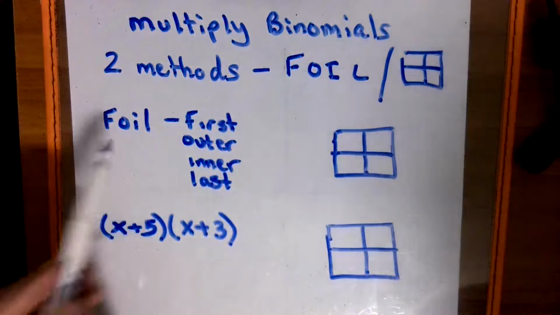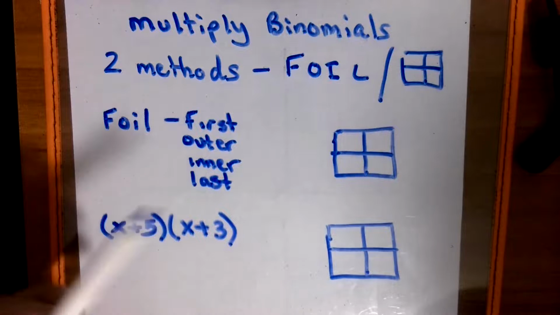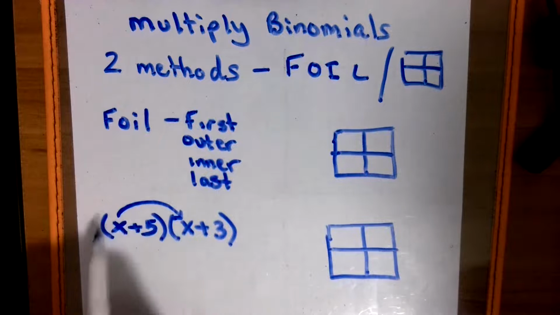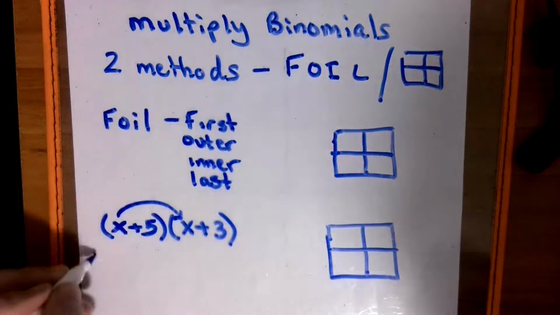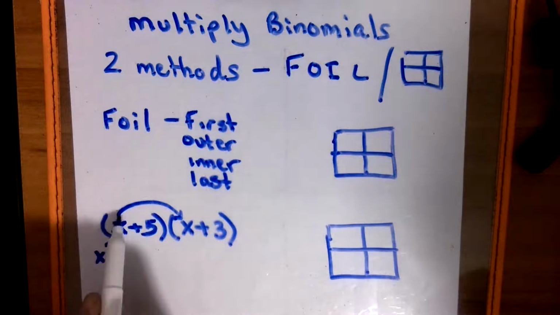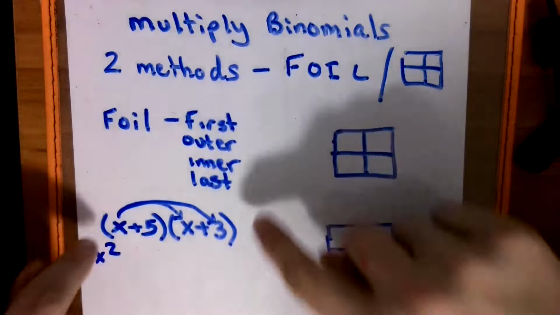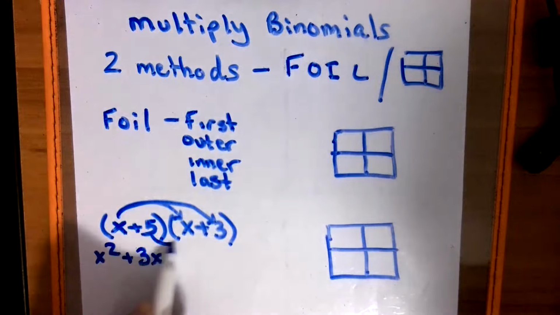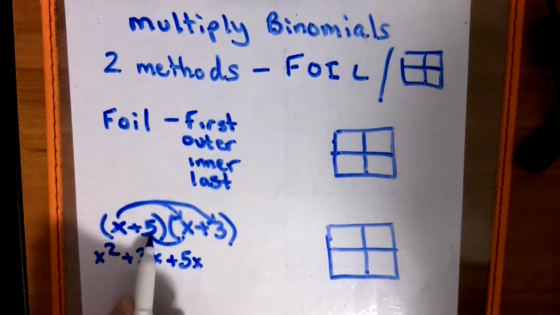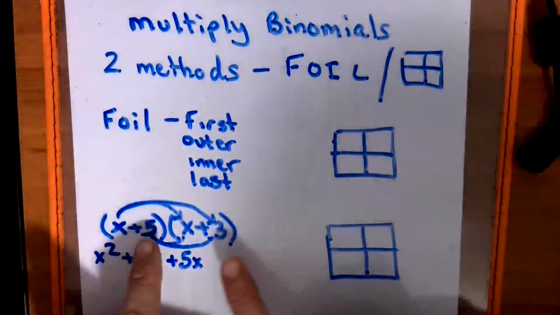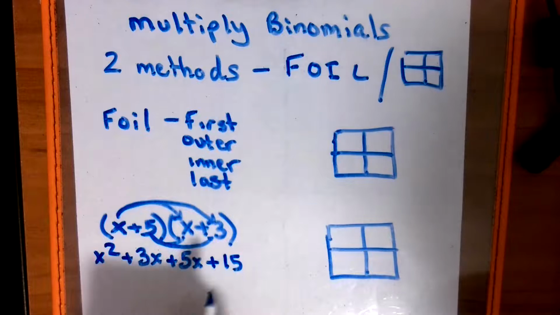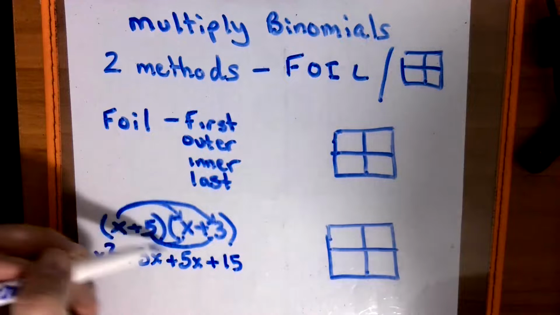So FOIL stands for first, outer, inner, last. So remember, this is all multiplication. So these are the first things inside the parentheses. So we would multiply those and get x squared. And then we go to the outers. See, these are considered the outer pieces of it. And we multiply those and we'd get 3x. Then we go inners. These are the inner two pieces, which is a positive 5x. And then the last terms in the parentheses, see, they're the last pieces of the parentheses, is 15 when we multiply those. So it's called first, outer, inner, last.